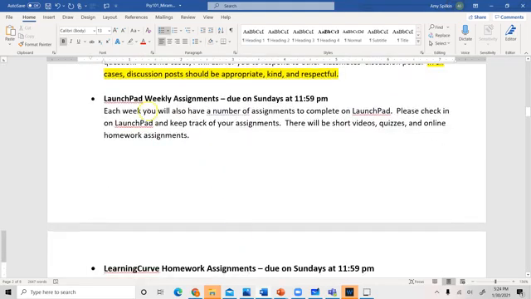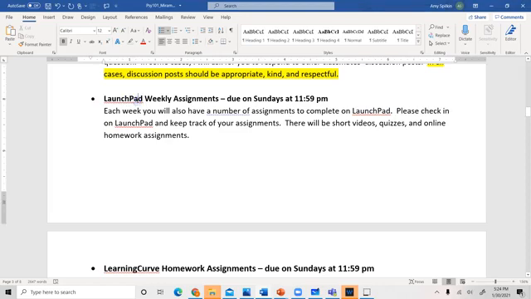You'll also have Launchpad weekly assignments. Now I have another video on Canvas that shows you how to use Launchpad. So please watch my technology video, how to use the technology in this class. So I show you how to navigate through Launchpad. Again, those assignments are due on Sundays. So please be sure that you check in on Launchpad and keep track of your assignments for the week. And on Launchpad, there are short videos, quizzes, online homework assignments, etc.